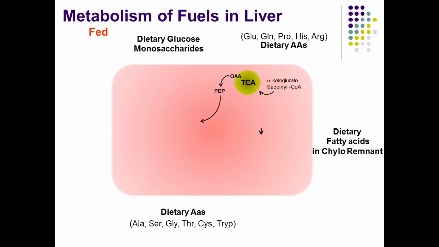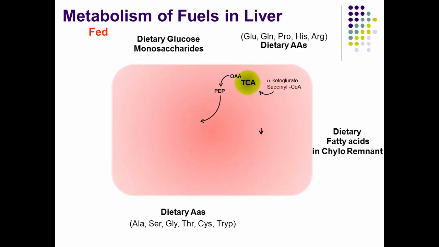Okay, so in this slide I just put all these fuel utilization pathways together in the liver, and we separate them into the fed and fasting condition: how the liver utilizes different fuels, how the liver metabolizes the fuels, and how the liver makes or contributes metabolic fuels to the body, right?